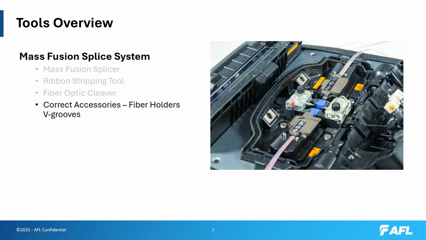As you move into the hyperscale world, you're going to see a lot of 200 micron coated fiber. It only stands to reason that you would set up the system to place another accessory in place of this 250 micron V-groove, and that would be the 200 micron V-groove, so that it would match the fiber that you're splicing. And we're going to talk quite a bit about accessories moving forward.